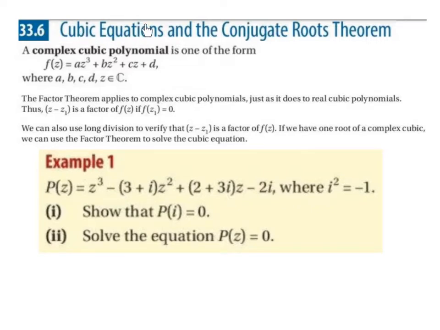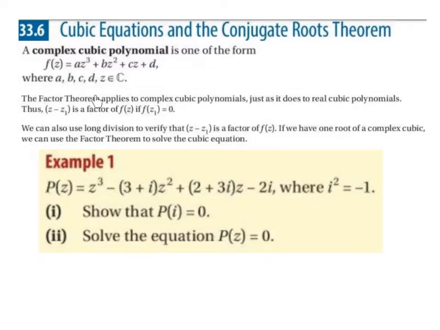Cubic equations and the conjugate roots theorem. A complex cubic polynomial is one of the form f(z) = az³ + bz² + cz + d, where a, b, c, d and z are elements of the complex number set.